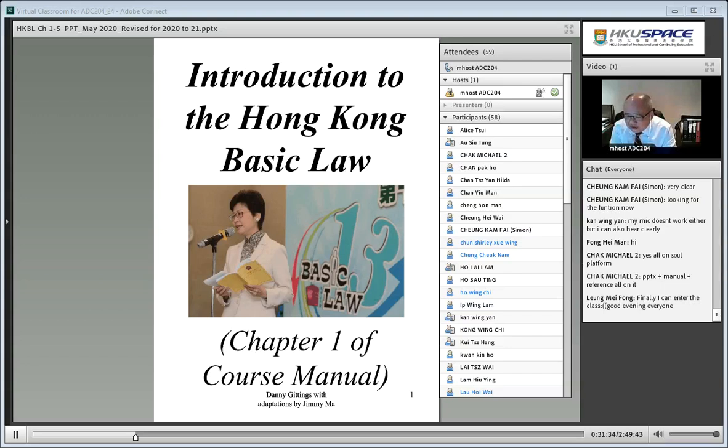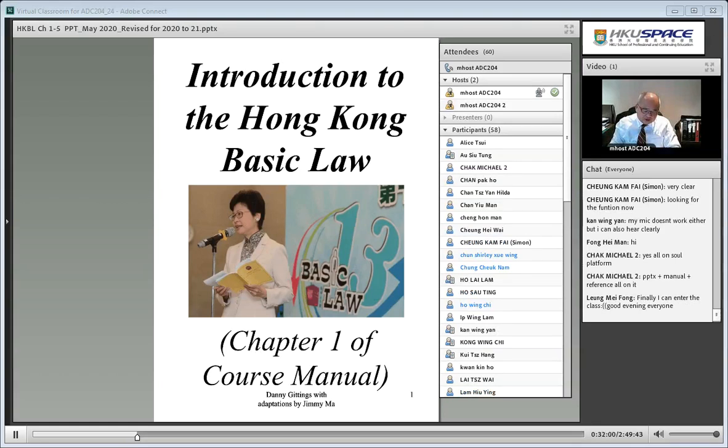So we are not going to look at each and every aspect of the Basic Law, but at the conclusion of the course, I think you will be much more confident when you go to the Basic Law and be able to apply things that you have learned from this course to read various provisions of the Basic Law more meaningfully.